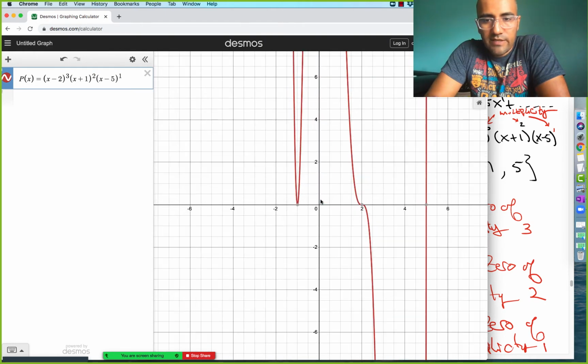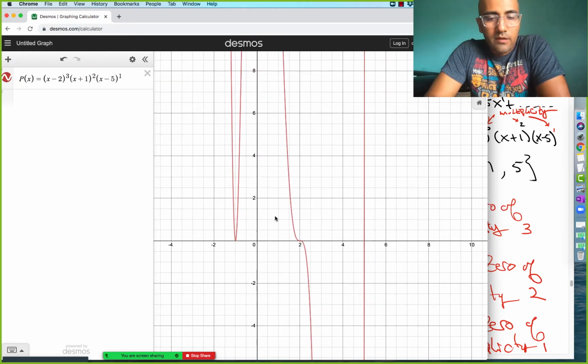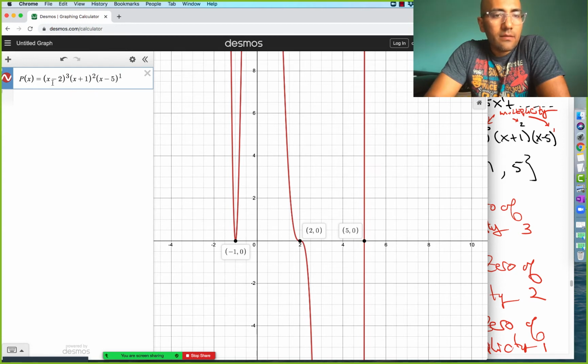Okay, but we're just focusing on what's happening around the x-axis, the graph near the x-axis. So here are the three zeros, right? It goes through the point (-1, 0) because of this factor. It goes through the point (5, 0) because of this factor, and it goes through the point (2, 0) because of this one. Okay, and then the 2 is a 0 of multiplicity 3, which is an odd one. That means it punches through it. See how the graph comes through on one side and punches through to the other side?